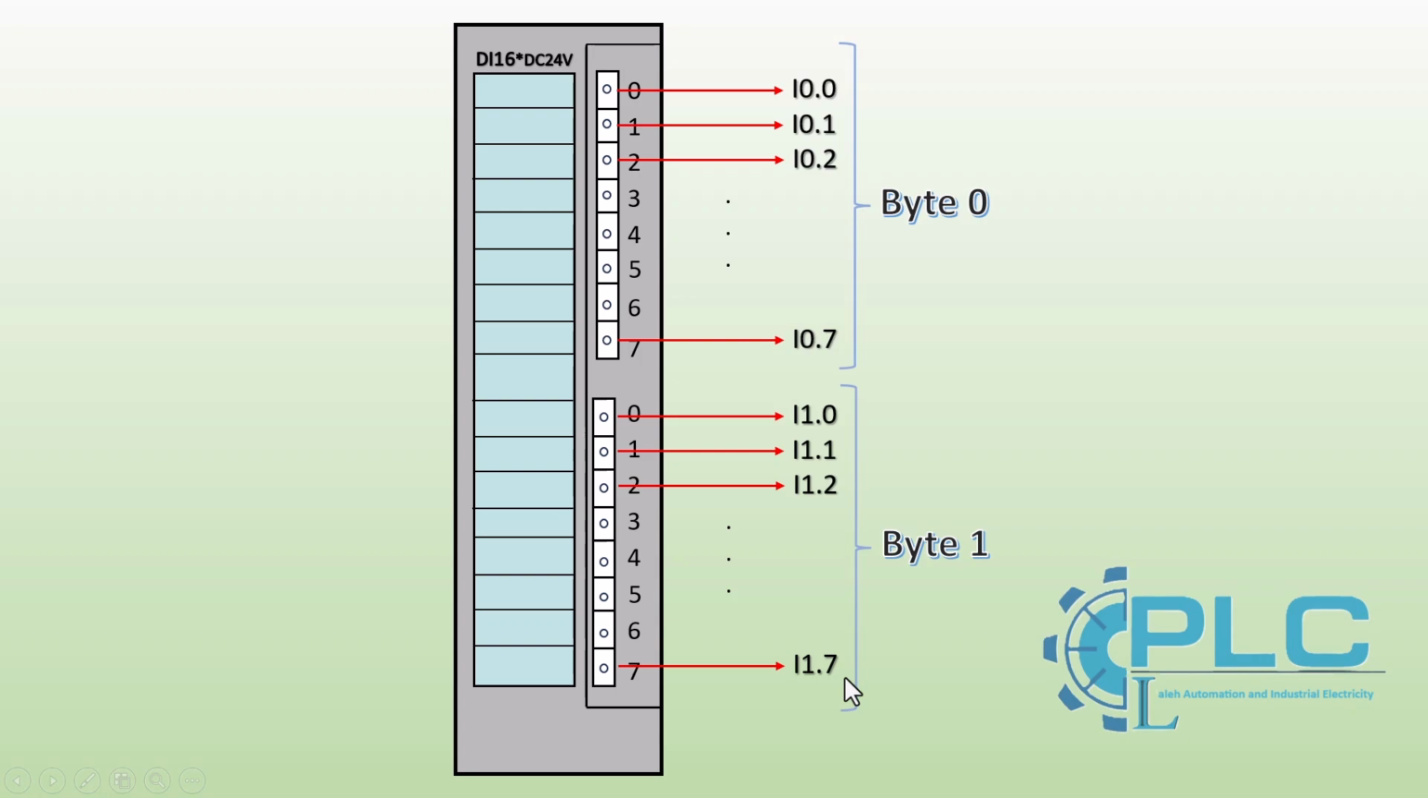This pattern continues for additional input modules. Understanding this addressing method is crucial for writing accurate and efficient PLC programs. In the next steps, we will apply this knowledge to real-world programming scenarios. Now that everything is set up, we are ready to continue our project.